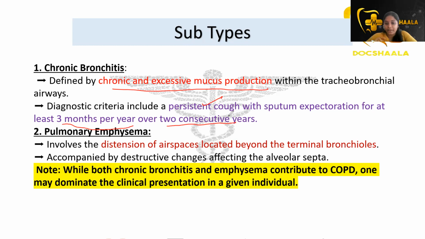Then coming to pulmonary emphysema, it involves distension of air spaces located beyond the terminal bronchioles. It is accompanied by destructive changes affecting the alveolar septa. So chronic bronchitis and emphysema both contribute to COPD, but one dominates the other in the clinical presentation of a given individual. This you have to remember.